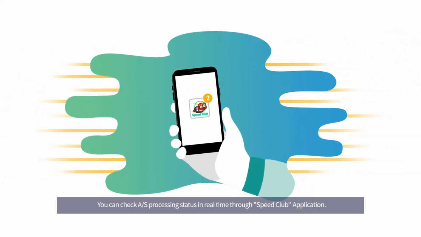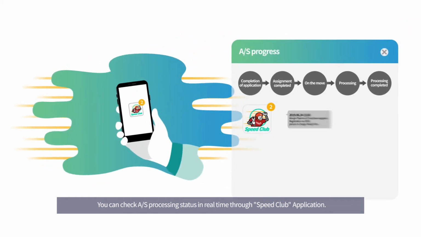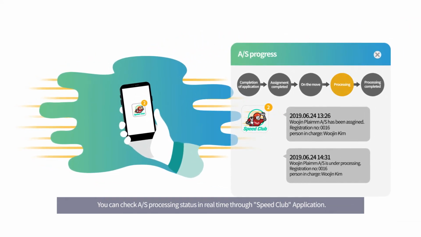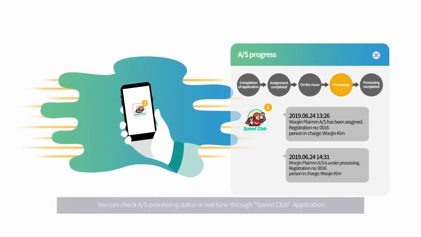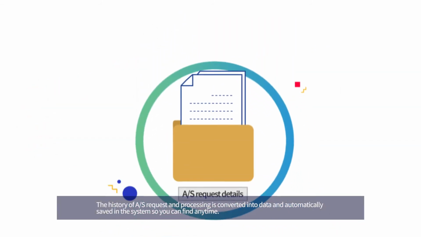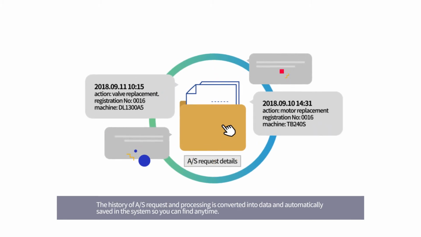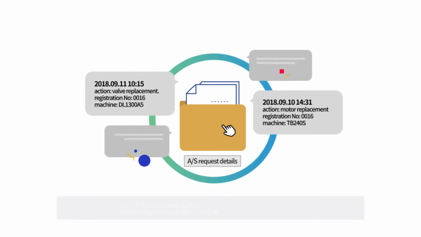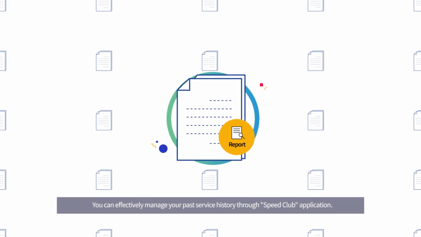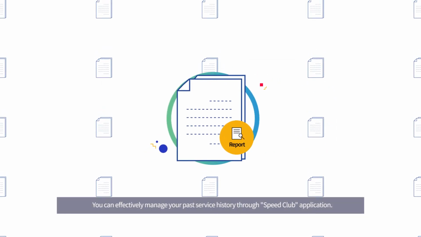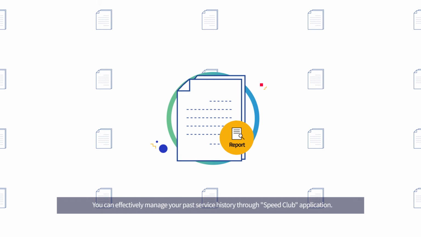You can check the AS processing status in real time through the Speed Club application. The history of AS requests and processing is converted into data and automatically saved in the system, so you can find it any time. You can effectively manage your past service history through the Speed Club application.